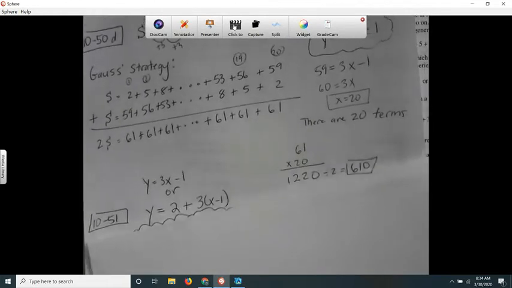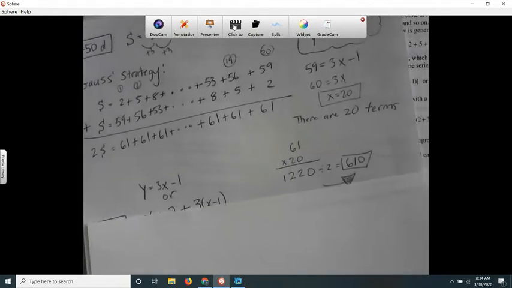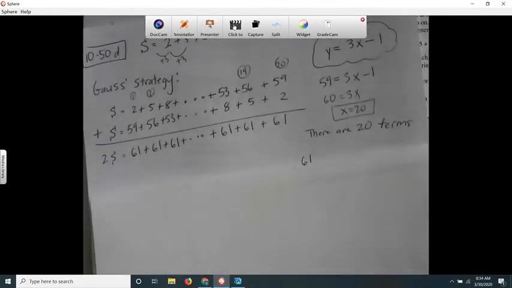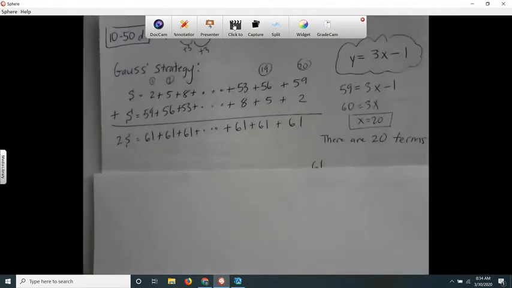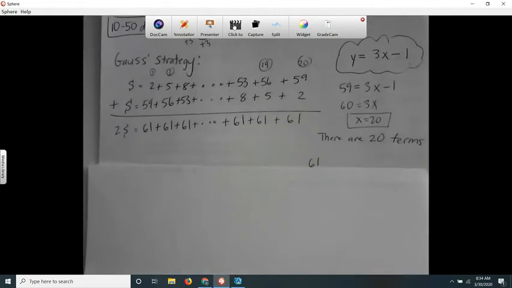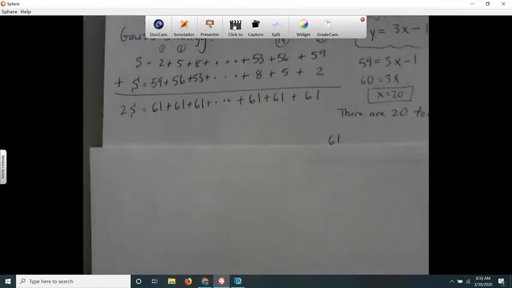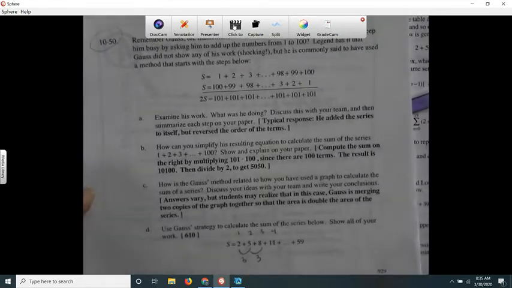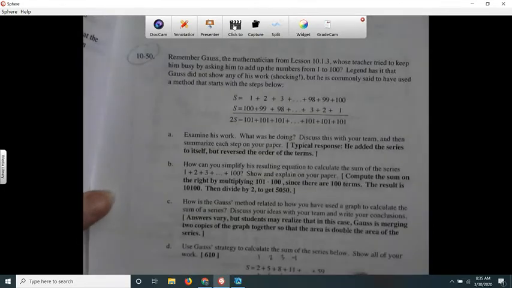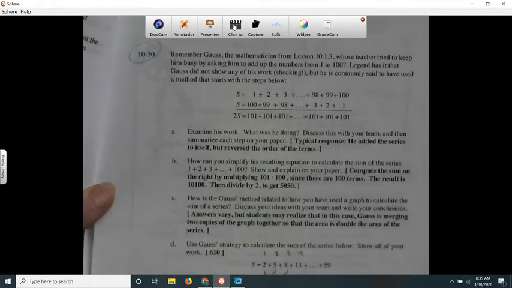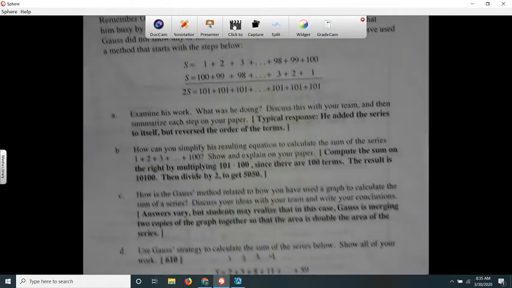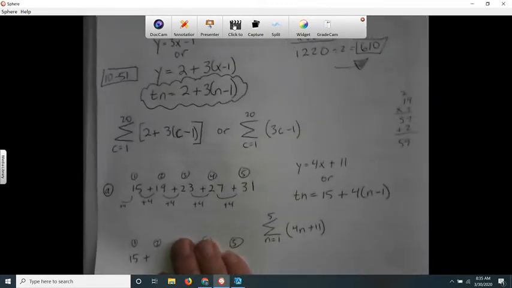Okay, so I summed it all up, and then what? Then I put it in my formula, the one that goes first plus last. So here's my formula.